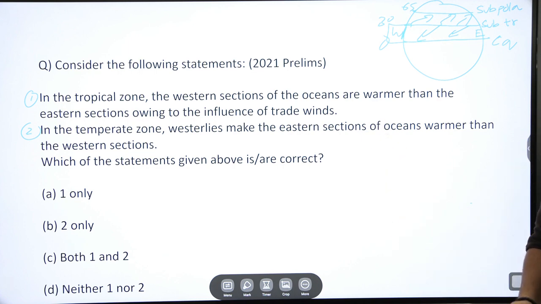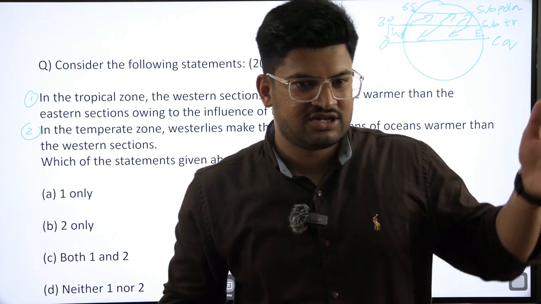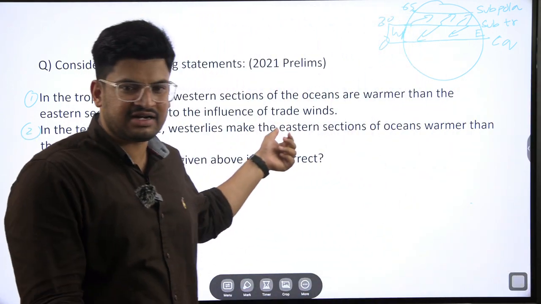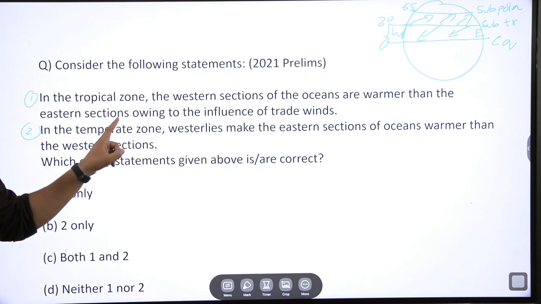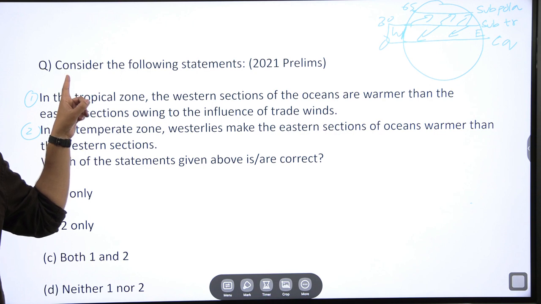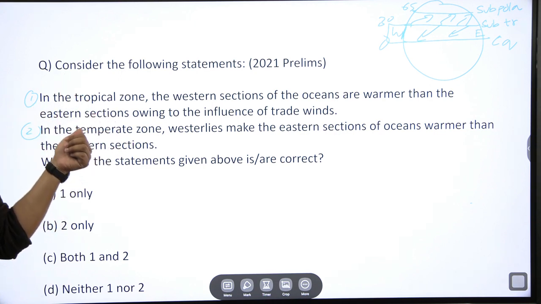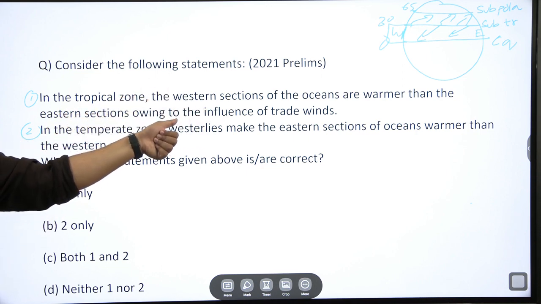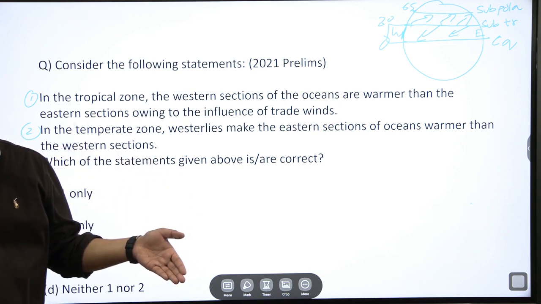Yes or no? Winds move in the tropical zone from east to west. So they will push the warm water towards west. Is the statement correct? Yes, they are pushing from east to west. So obviously western sections will be warmer. Warm water is pushed towards west. So in the tropical zone, the western sections of the oceans are warmer than the eastern sections owing to the influence of trade winds. Yes. Trade winds push water from east to west.